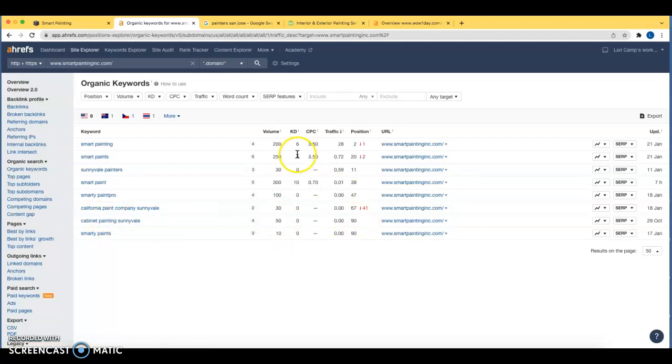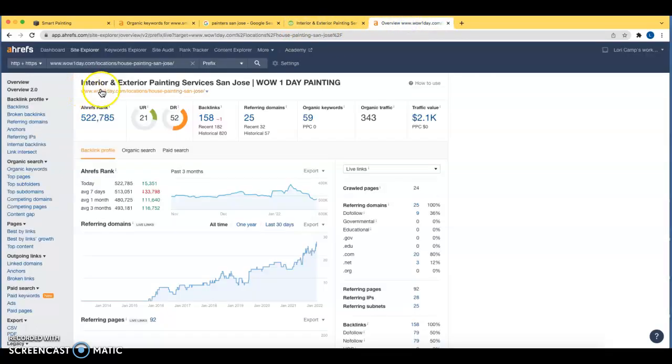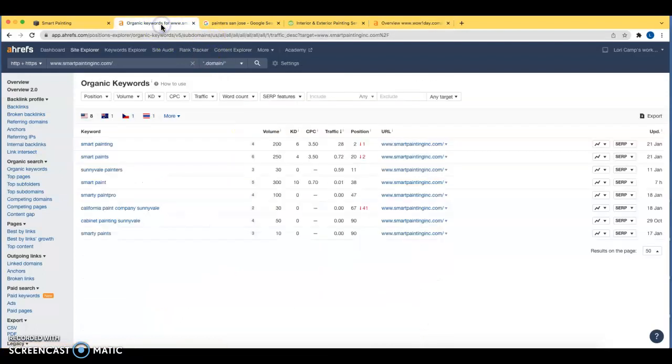So even if you guys were just to focus on the search terms you're currently out there for, you can definitely see some improvements if you increase the amount of content you have while working on the SEO and doing backlinks as well. Looking at what your competition has going on, so this is the Wow One Day, we can see they have 158 backlinks from 25 referring domains. A big part of this, I know you're probably thinking, okay, they have 25, I have, what was it, 24?